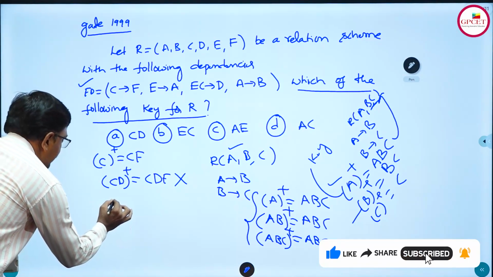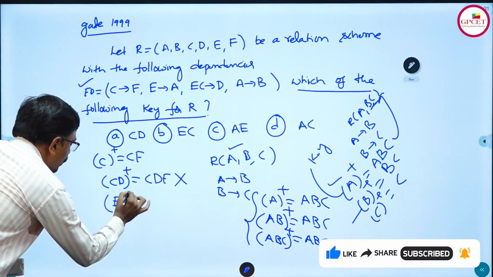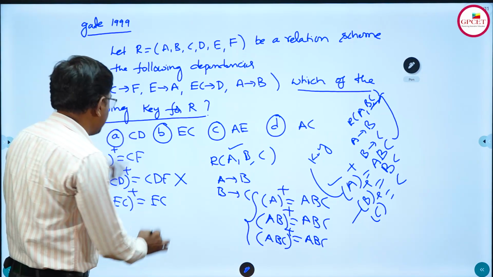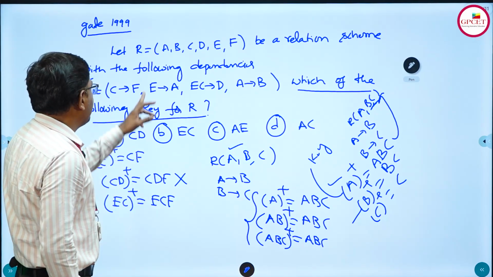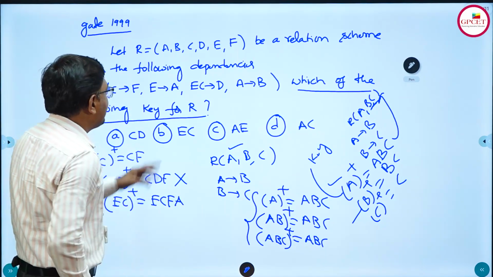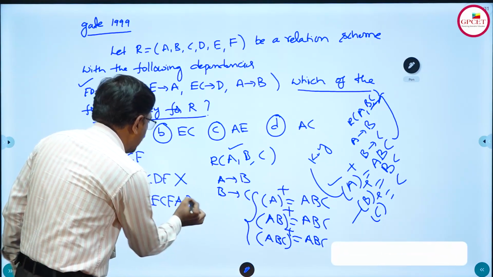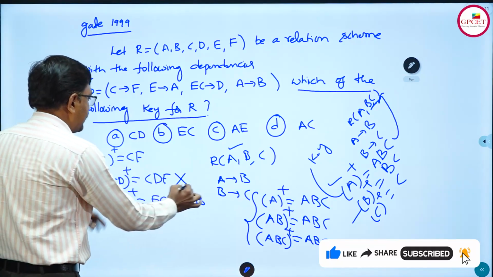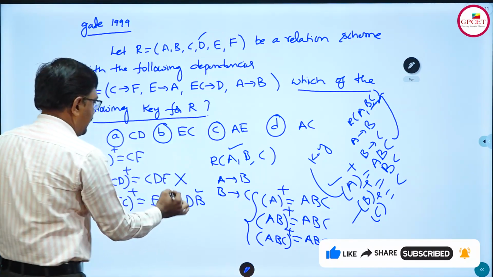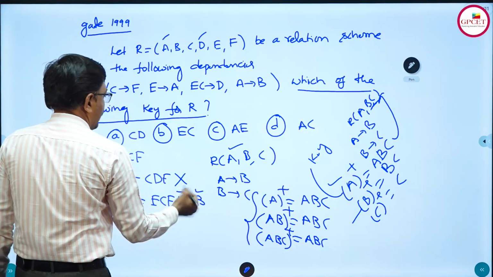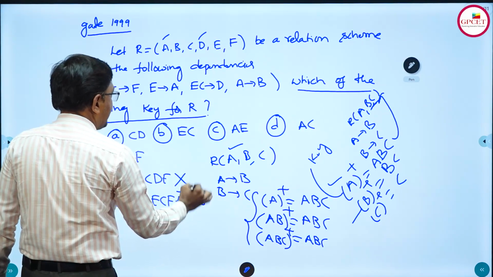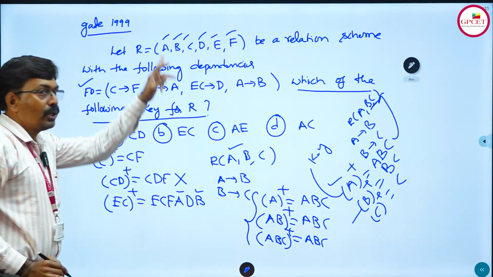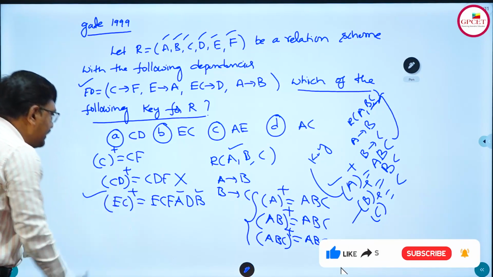And the next one, B. EC closure. What is E? And then C. Observe here, what does C derive? F. And E derives what? A. EC derives what? D. And A derives what? B. Observe here, A is there, D is there, B is there, C is there, E is there, F is there. We can get the original relation. That's why EC is a key.